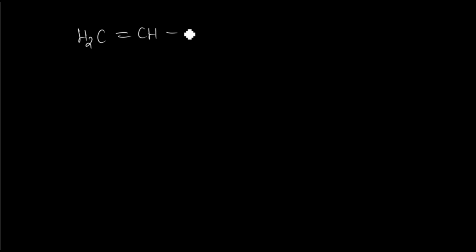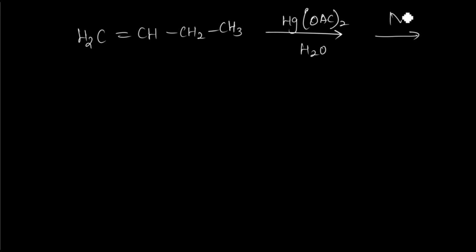CH2 double bond CH, CH2, CH3 with Hg(OAc)2, H2O, followed by sodium borohydride. This is 1-butene. Can anyone tell me the product of this reaction? Just give it a try.